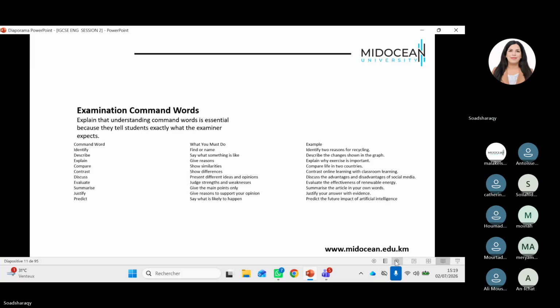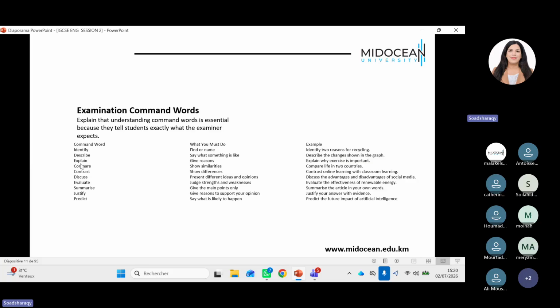For example, here you have the command word, what you must do, and the example. Identify means find or name. Example, identify two reasons for recycling. To describe means say what something is like. Of course, all of these are examination command words. You should understand them. It's very important to know all of them, okay? So to describe means to say what something is like. Example, describe the changes shown in the graph.